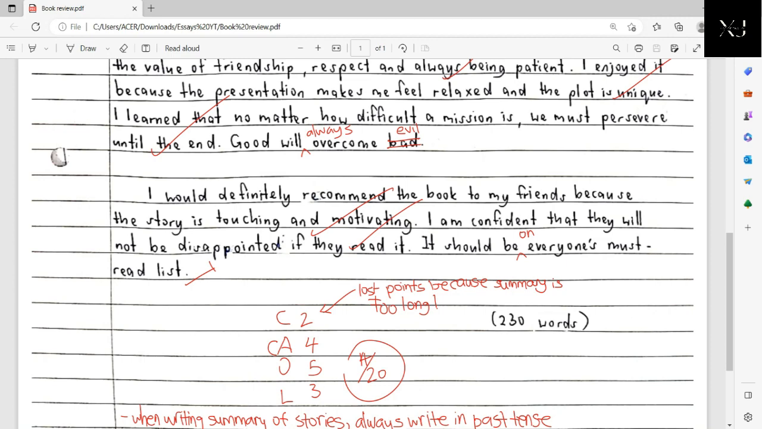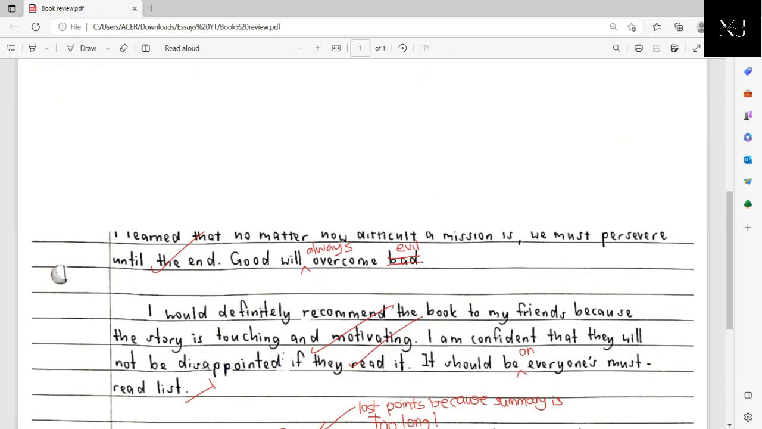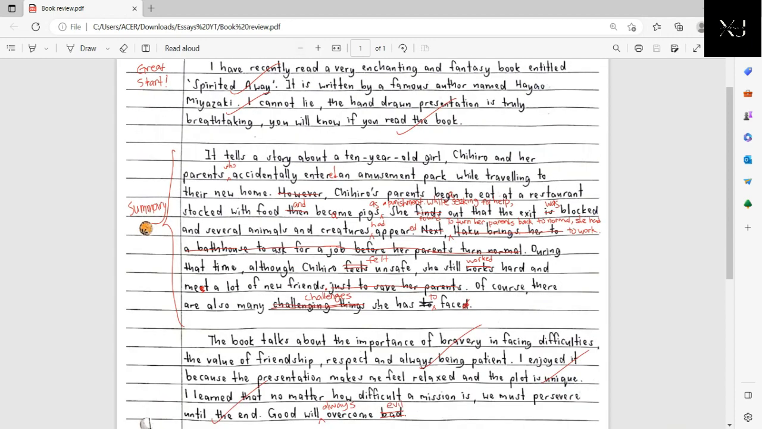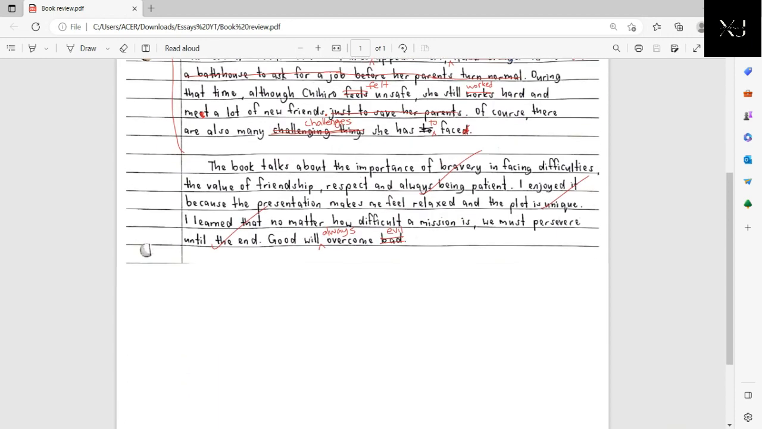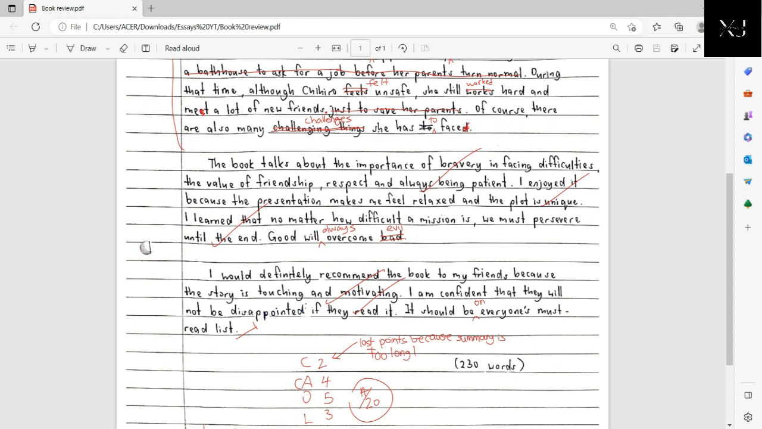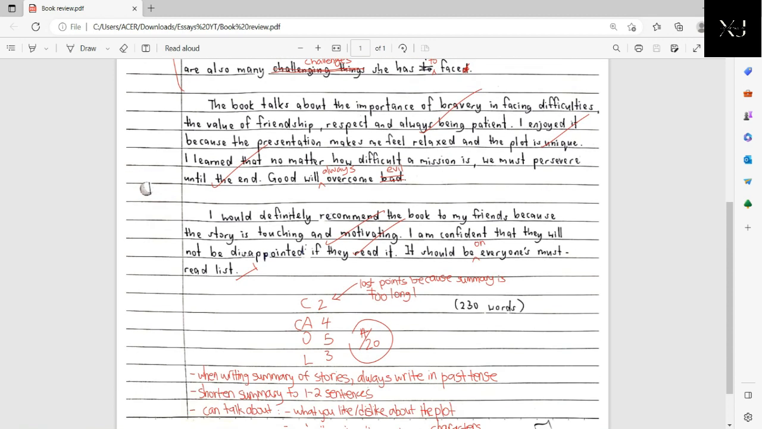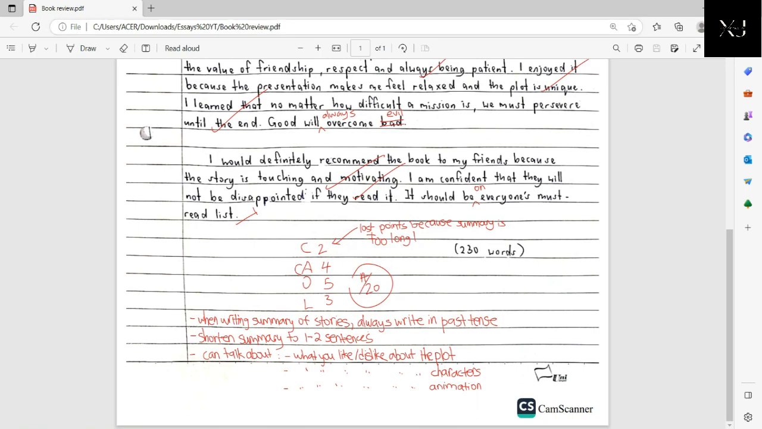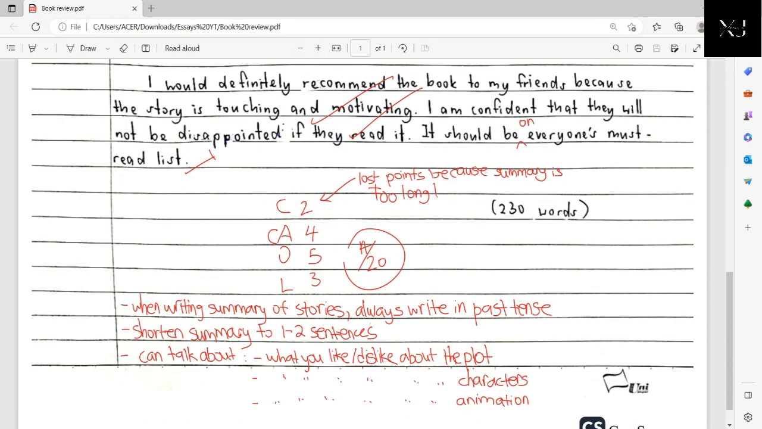Okay, so you can see her word count here. She wrote 230 words. If she had reduced her summary to 2 to 3 sentences and then elaborated more on the themes, and how the plot is unique, she would have had a higher score. For content, I only awarded her 2 marks because the summary is too long. Communicative achievement, I awarded her 4 out of 5 because generally I understood everything she has written. Organization, 5 out of 5, which is fantastic. Language, 3. So overall 14 out of 20.